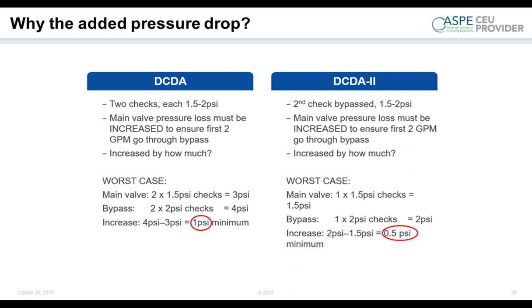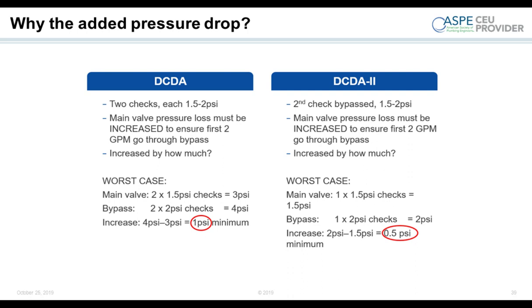So we said that type 2 detectors addressed 2 things. Those 2 things were cost and pressure drop. So cost is the obvious one, right? If you're installing a single check rather than a full double check assembly in the bypass, which one's going to be more inexpensive? It's going to be the single check.